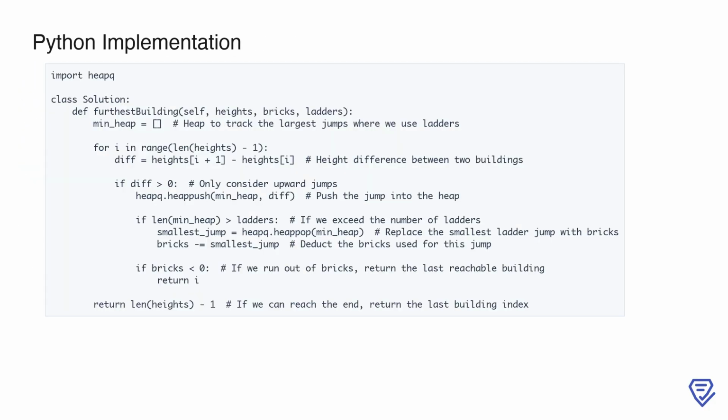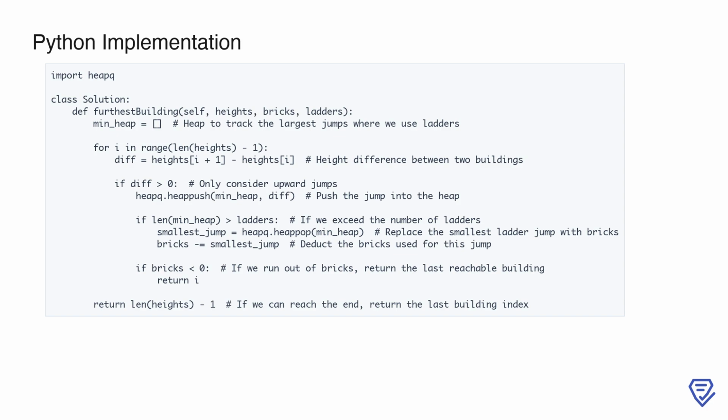This Python implementation solves the problem of determining the furthest building you can reach using the given number of bricks and ladders. The approach relies on a greedy strategy combined with a min-heap to optimize the use of ladders and bricks. 1. Initialization. Min_heap is initialized as an empty list. This heap will store the height differences, jumps, where ladders are used, allowing us to efficiently manage the largest jumps.